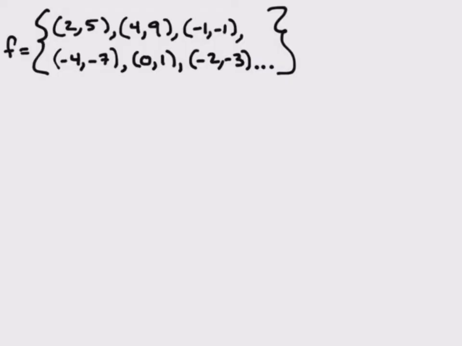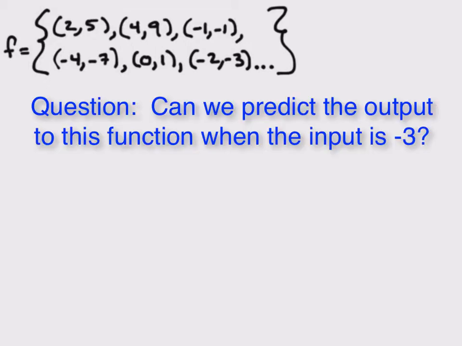So consider the following function named f, and we've got 6 input-output pairs listed already, but there are definitely more of them as indicated by this ... at the end, but these are the ones we can see for now. And so the question we have is, can we predict the output to this function when the input is -3?